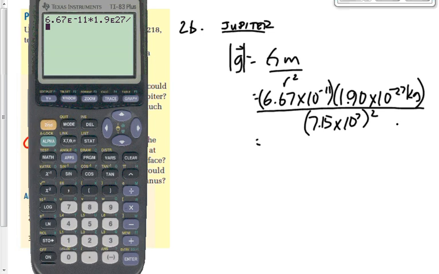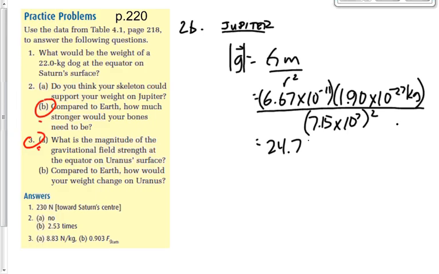And let's divide that by, use some brackets here, 7.15 times 10 to the 7. Now let's square that. You get 24.789 meters per second squared, or newtons per kilogram works just fine as well. Let's do the same thing for the Earth.